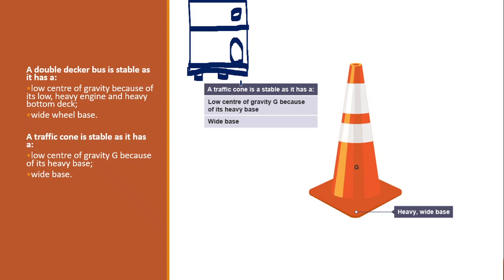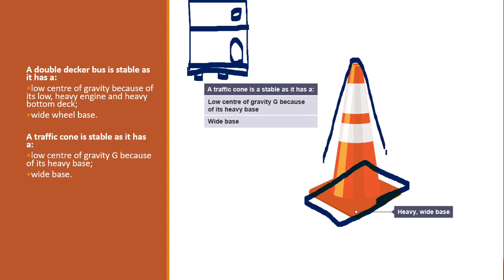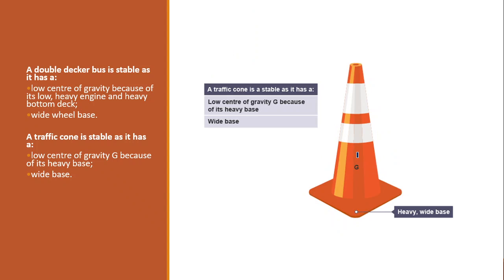A traffic cone is also stable because it has a low center of gravity because of its heavy base and its wide base. This base is very heavy and also very wide. And then we have this shape in the form of a triangular cone that brings its center of gravity to the lower side.